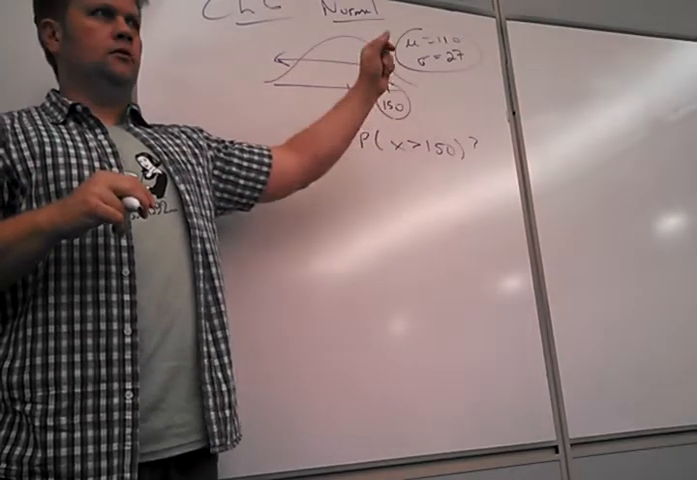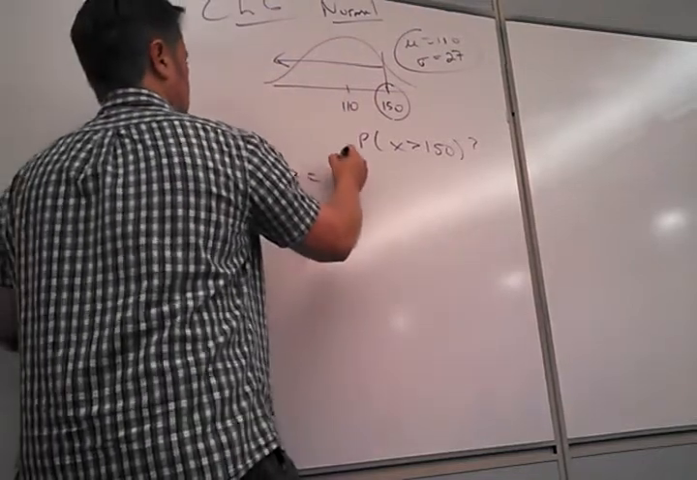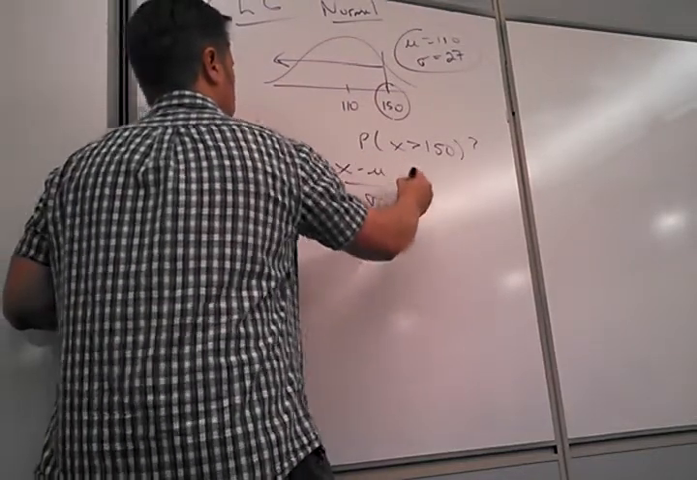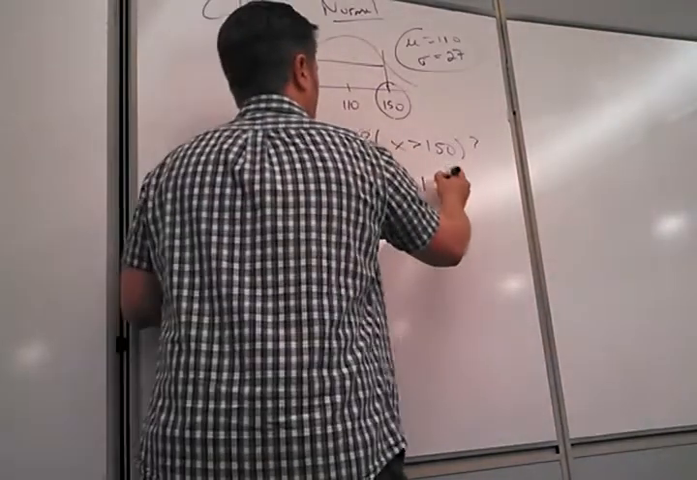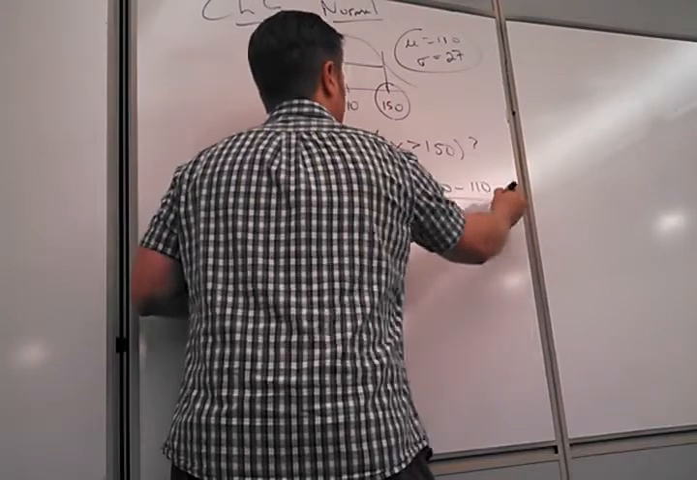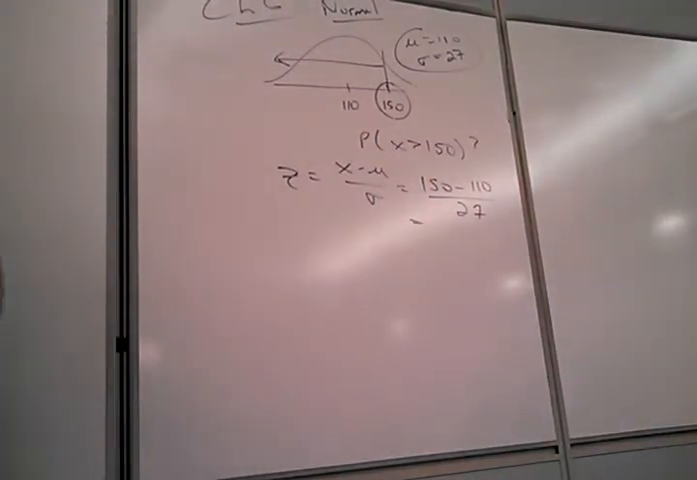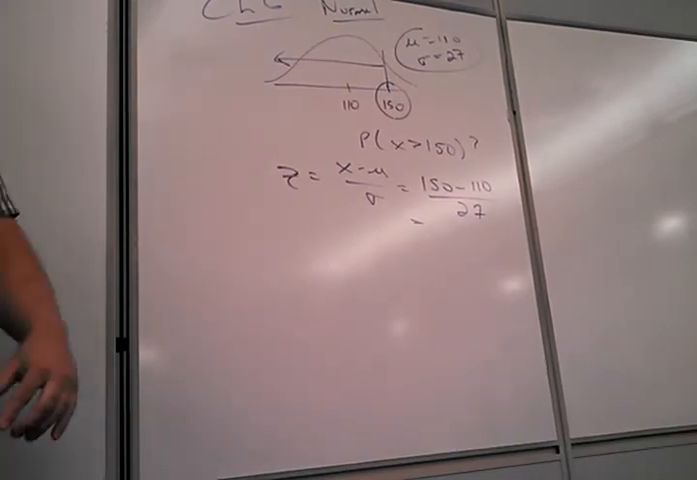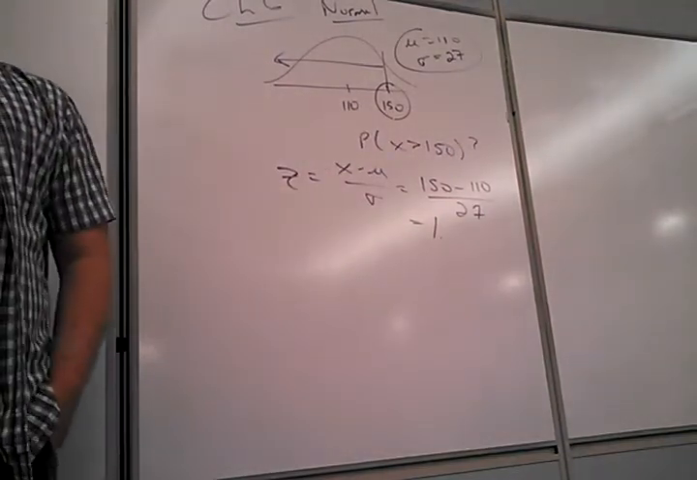Z formula, I love it. So Z is x minus mean over the standard deviation. 150 minus 110 over 27. 1.48. I like it. So how many places do you think the Z-score is going to always go? 2, because the chart goes out 2.